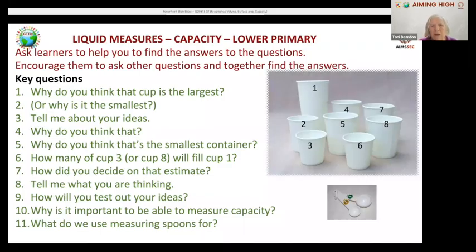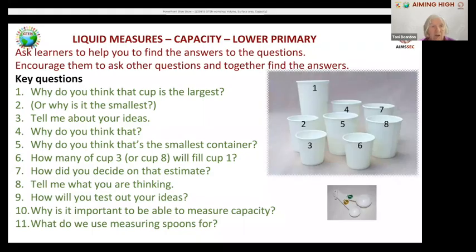Why do you think that cup's the largest? Let them explain their answers. Or say, well, go into your groups, talk about why this one is the largest, and then get them to talk about it in groups. Or why is it the smallest? Now there's some open questions like, tell me about your ideas. Why do you think that?